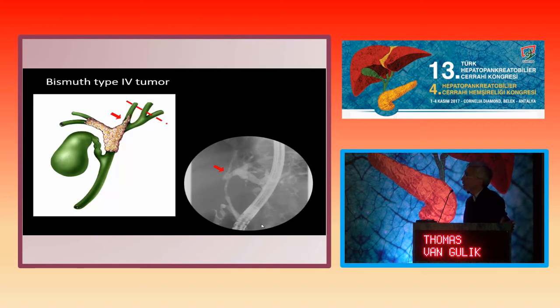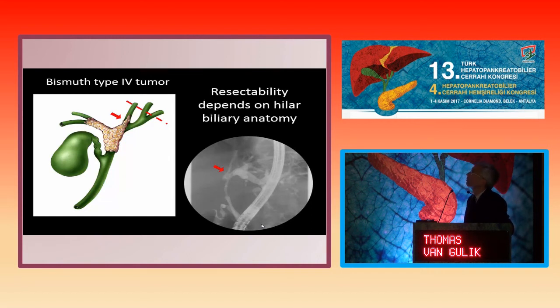The radiologist will say it's a type 4 tumor, but of course, with your standard extended right hepatectomy, you can do an R0 resection, taking away that part of the segment 4 duct. So, I think it is extremely important to realize that resectability of these tumors depends on their biliary anatomy at the liver hilum, and that is why these patients should be considered in specialized centers where there are experienced hepatobiliary surgeons and gastroenterologists who know how to take care of these patients.